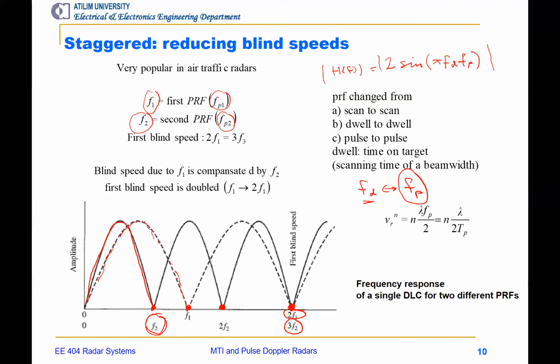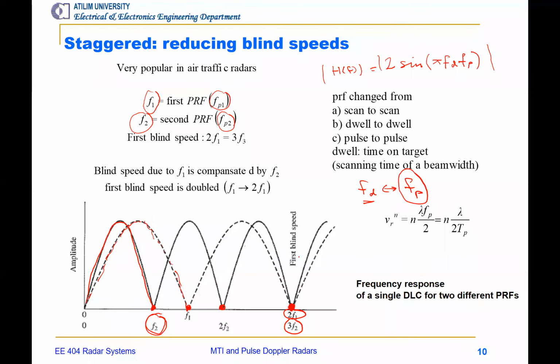Okay, this is how we increase the value of the first blind speed. We change the PRF, and the blind speed which is the same for both PRFs will be the blind speed that we'll get at the DLC, delay line canceller output.